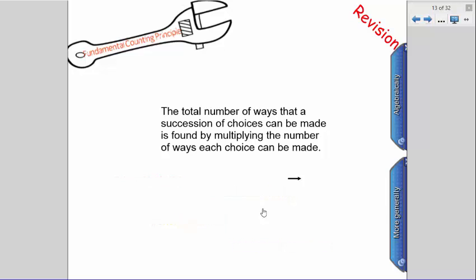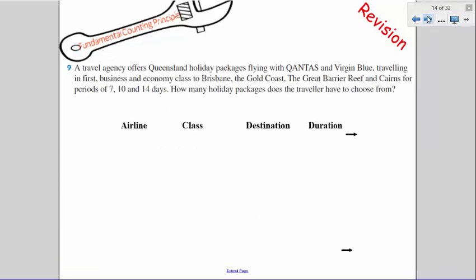Let's look at an example. A travel agency offers Queensland holiday packages flying with Qantas or Virgin Blue, travelling in first, business or economy class to Brisbane, the Gold Coast, the Great Barrier Reef or Cairns for periods of 7, 10 or 14 days. How many holiday packages does the traveller have to choose from?